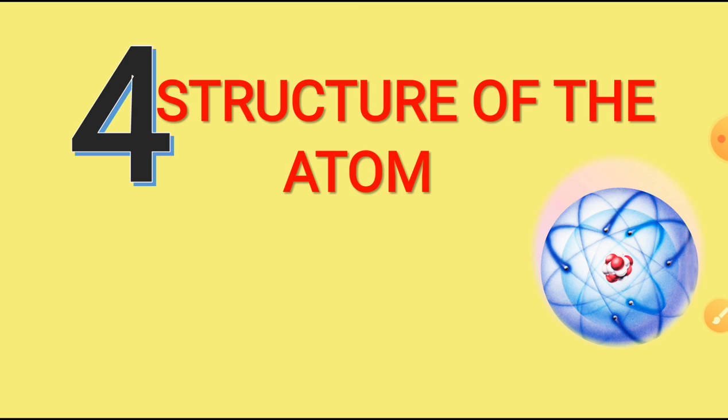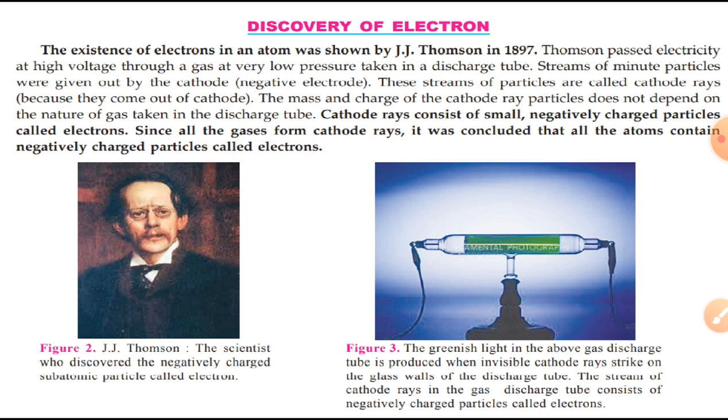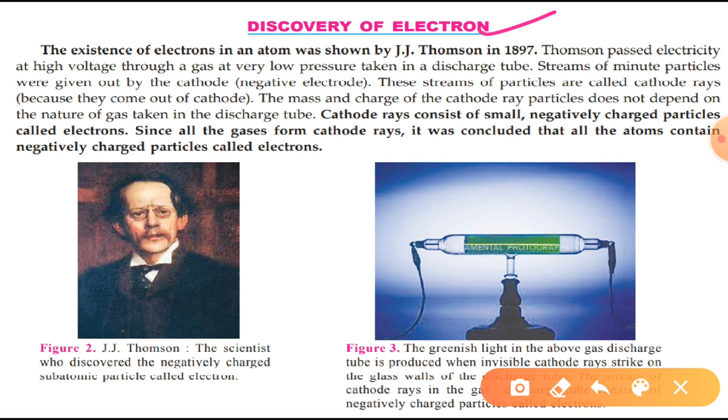In today's class, students, we will find out how these subatomic particles were discovered and what are the various characteristics of these. So let's begin it. First of all, we will study the first subatomic particle, that is electron, and the discovery of electron. The existence of electrons in an atom was shown by J.J. Thomson in the year 1897. Students, Thomson did one experiment which is known as the cathode ray experiment, and in this experiment cathode rays were discovered. Later on these rays were named as electron.